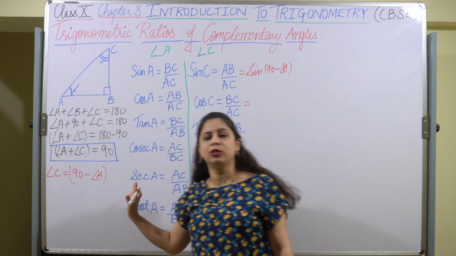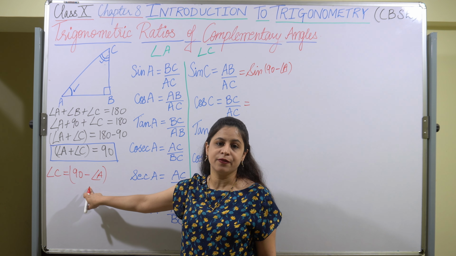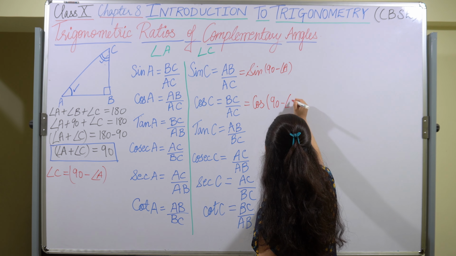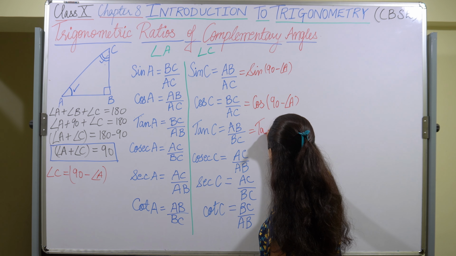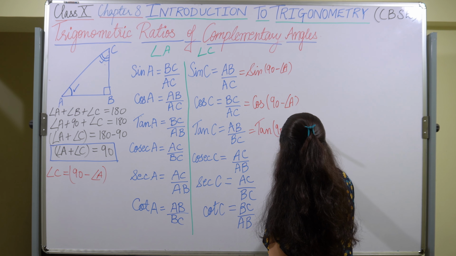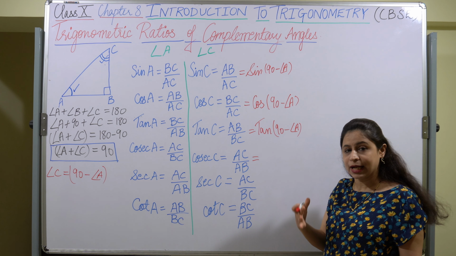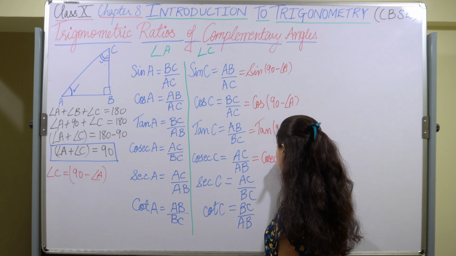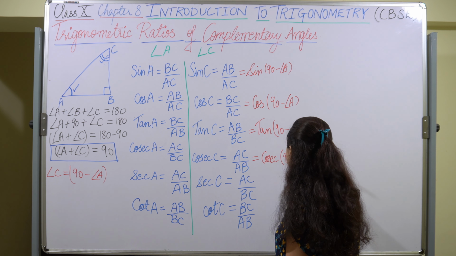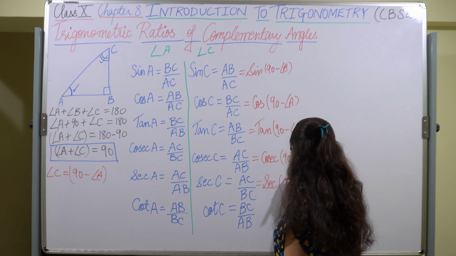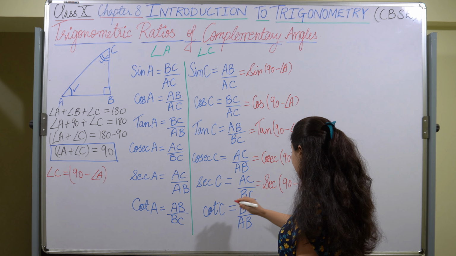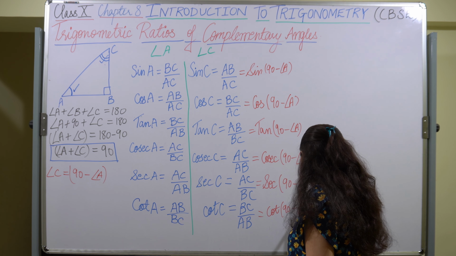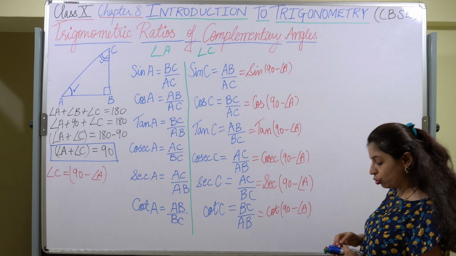Because when A goes to that side, it goes with the negative sign. So again cos becomes cos 90 minus angle A. Again tan, it will be tan 90 minus angle A. I am just substituting angle C equal to 90 minus angle A. Then it will be cosec 90 minus angle A, then sec 90 minus angle A, and last cot 90 minus angle A. So, till here we have done.